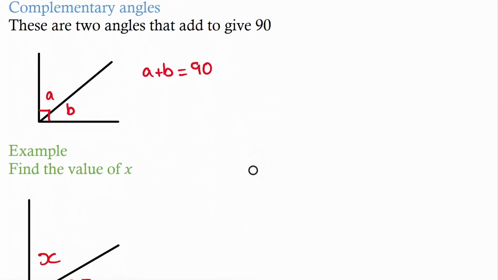Now, when we're looking at multiple angles, we have things called complementary angles. Now, these are 2 angles that add up to give 90. So in this part here, you can see that we have a right angle there. In the corner, it's a square, so it indicates 90 degrees. And then we have A and B, where A plus B needs to add up to 90.